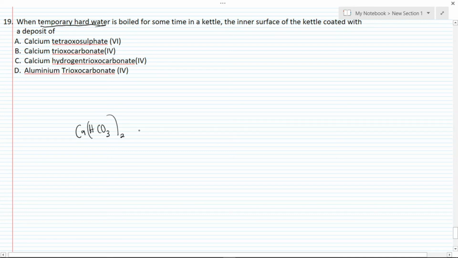So whenever this is boiled, it decomposes. We have the products that form: CaCO3, H2O, and CO2. We don't really need to bother ourselves balancing. Oh wait, I think it's balanced. Yeah, the equation is even balanced already. So this is solid, this is liquid, and this is gaseous. So we're talking about the deposit. So obviously it's going to be a solid. So this is the deposit in question.